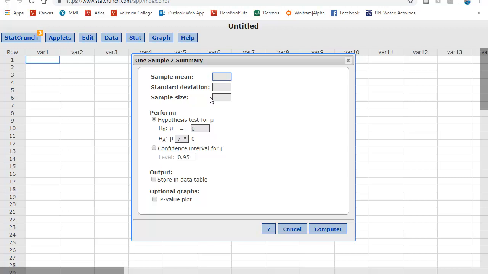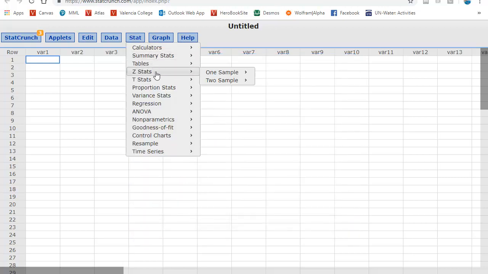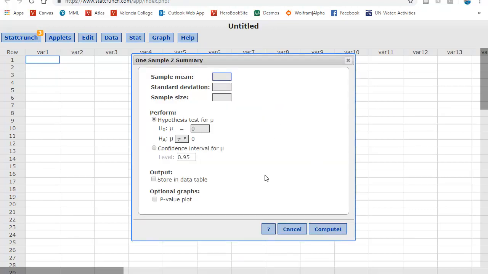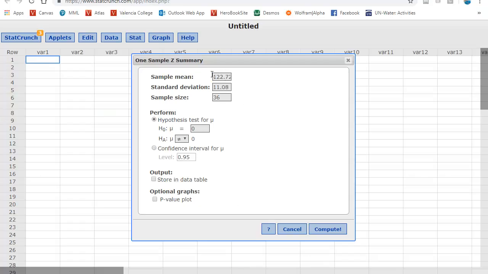So that's why when I went to StatCrunch, I went to Stat, I went to ZStat, and not a T-stat. So I'm doing a ZStat, I only have one sample, and I have the summary information, so I have the mean and standard deviation. The sample size is 36, the mean is 122.72, and the standard deviation is 11.08. So we type that information in, and I'm going to come down here and pick confidence interval.